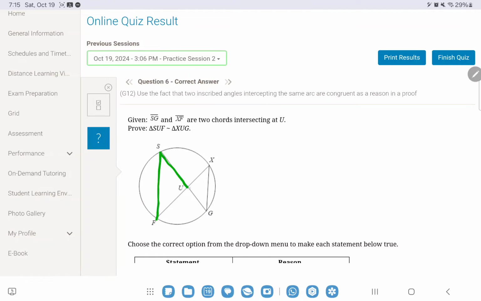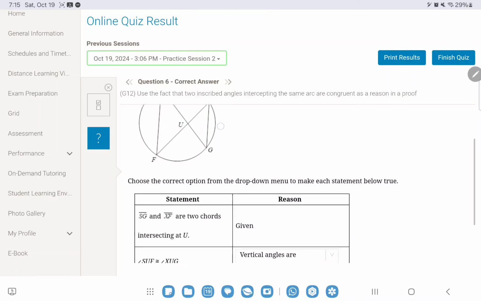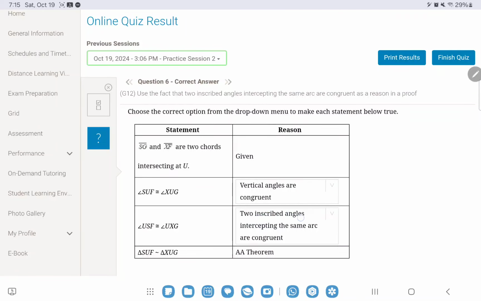USF and UXG. These two angles are congruent. Why is that? It's because they are two angles intersecting the same arc. And we know that two inscribed angles intersecting the same arc are congruent, see?